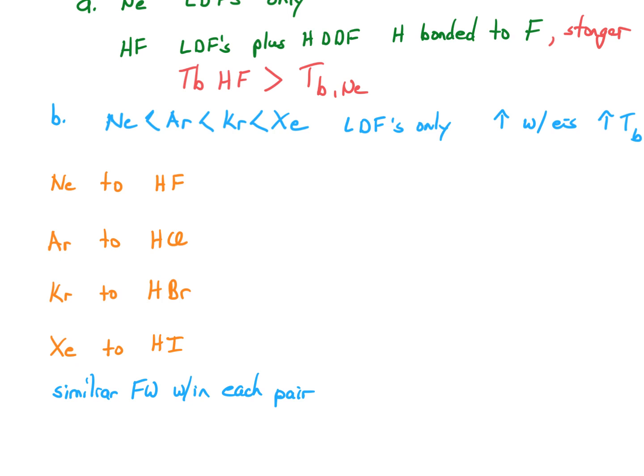Okay, and looking at these pairs, which all have similar formula weights within the pairs, neon to HF, HF exhibits hydrogen dipole-dipole forces because hydrogen's directly bonded to a very electronegative element. So the TB is much higher for HF than Ne.